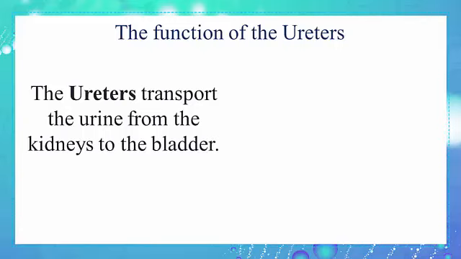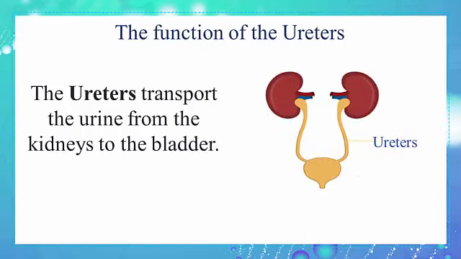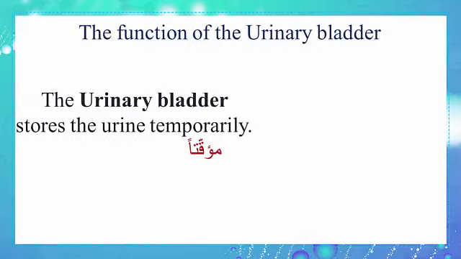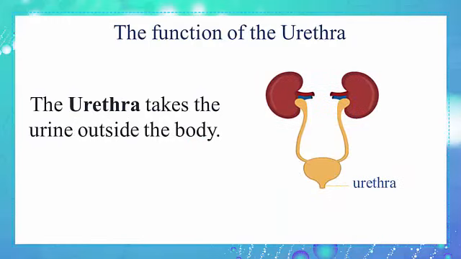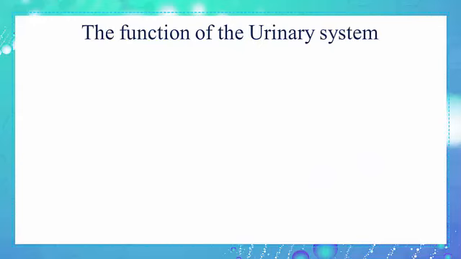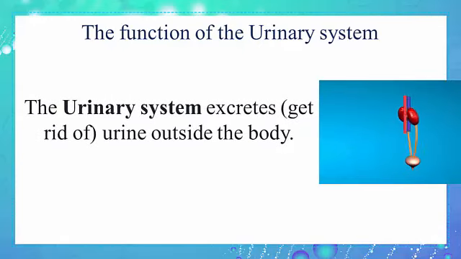So the main function of the ureters is to transport the urine from the kidneys to the bladder. And the urinary bladder stores this urine temporarily. Then the urethra takes the urine outside the body. We can conclude that the main function of our urinary system is to excrete or get rid of the urine outside the body.